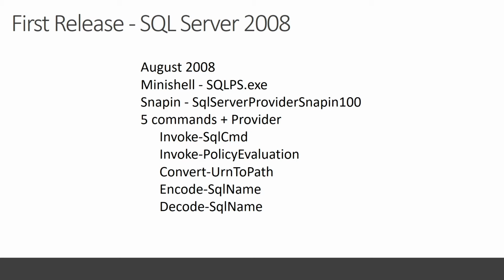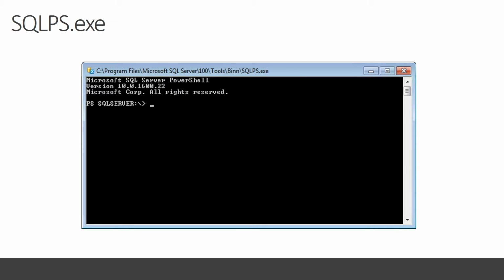So the first release came in August of 2008. It provided a mini shell and a snap-in and 5 commands plus the SQL Server provider. And it looked like this. So if you'll notice, it is a mini shell. It's an exe. It's not a module. And the mini shell was found by the community to be restrictive and buggy. And after a public outcry, Jeffrey Snover let the community know, hey, this isn't the fault of the SQL Server team. I suggested that they use it, and it just didn't quite work out the way that we had hoped.